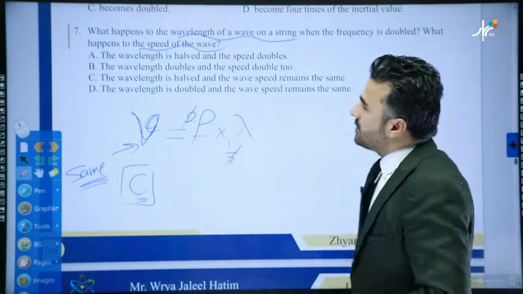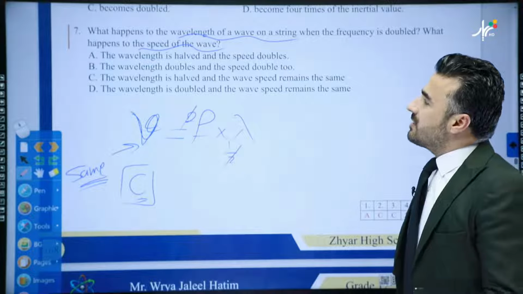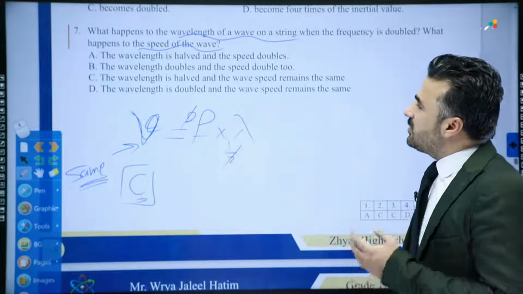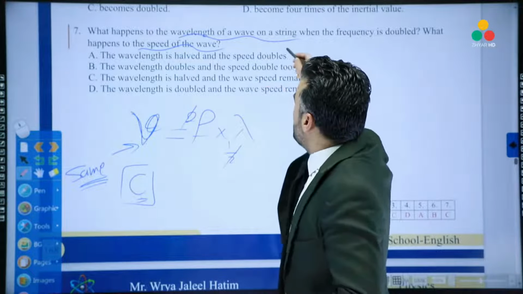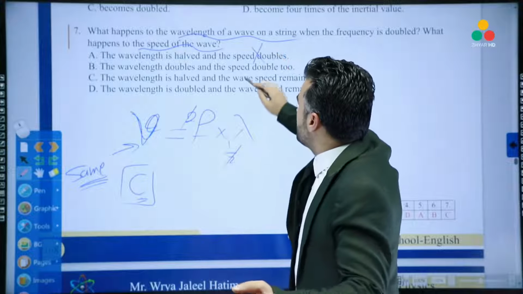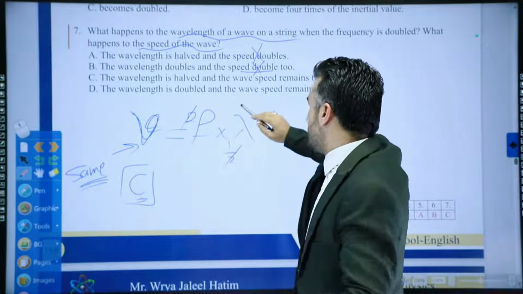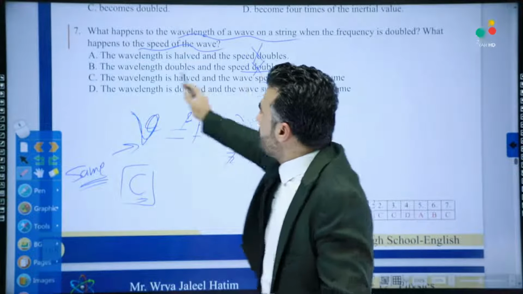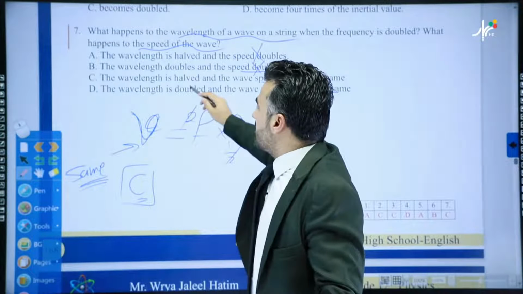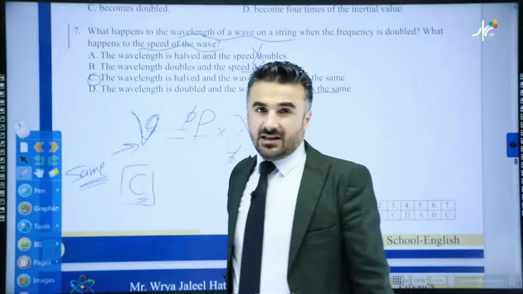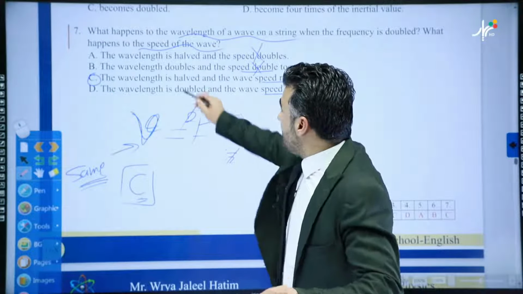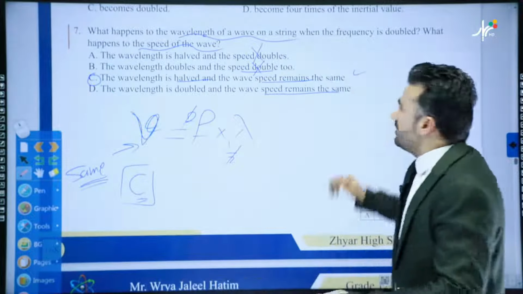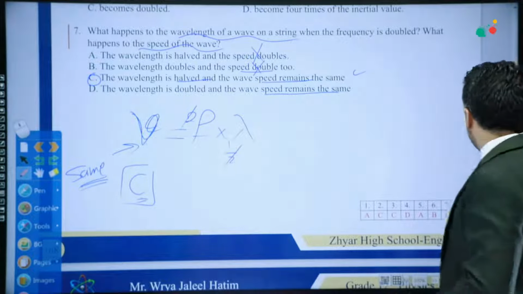So let's take a look at the options and see which one is correct. The wavelength is halved and the speed is doubled. This is incorrect because the speed must stay the same, yeah? This one says the speed is doubled, so this one is incorrect. Speed remains the same, so it has to be one of the two. Wavelength is halved, wavelength is doubled. This is the correct answer, which is the wavelength is halved and the speed remains the same. Okay.